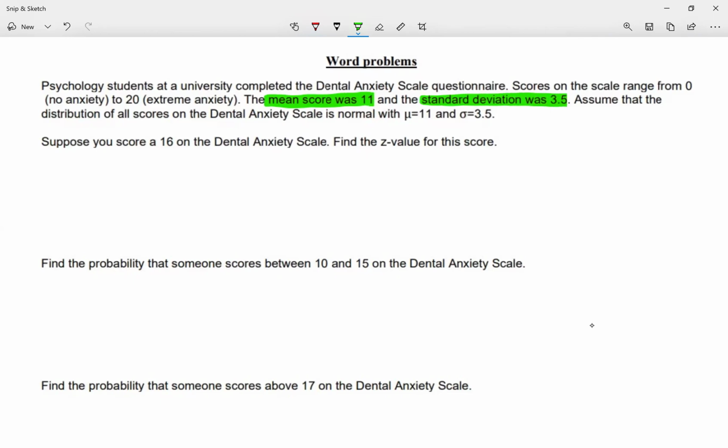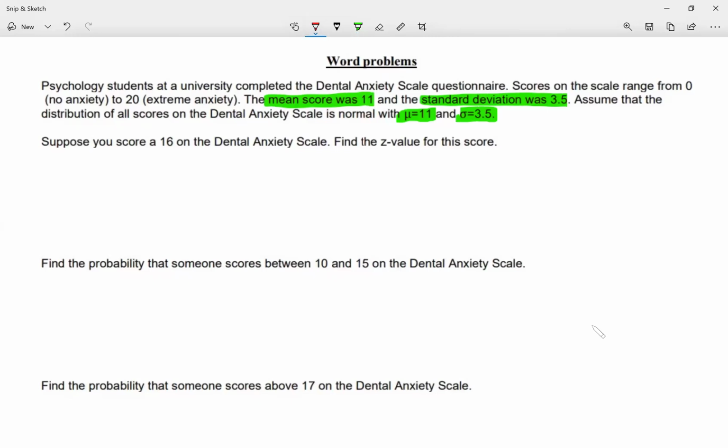Assume that the distribution of all scores on the dental anxiety scale is normal. And then I gave you, right here at the bottom, the information again. The mean score is 11, and my standard deviation is 3.5. Okay, so now suppose you score 16. The mean score was 11, right? Suppose you score 16. Find the z value for this score.